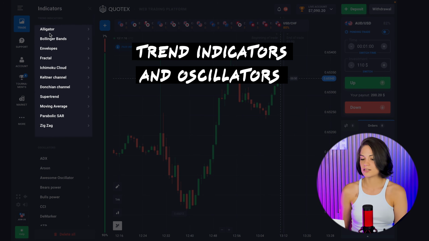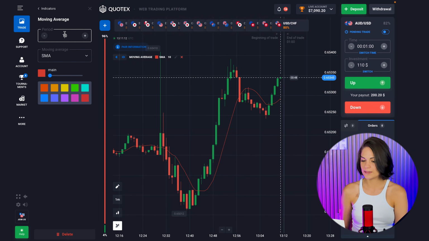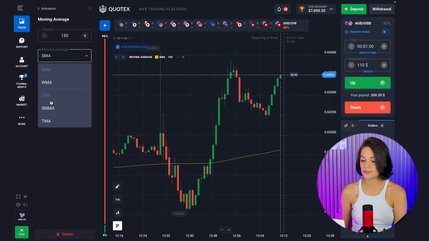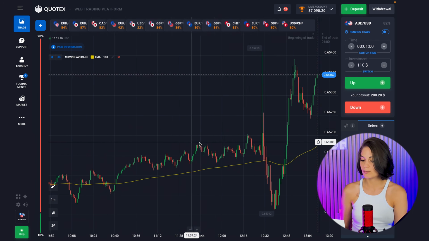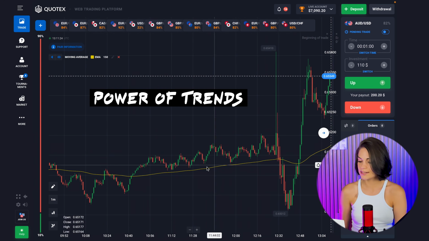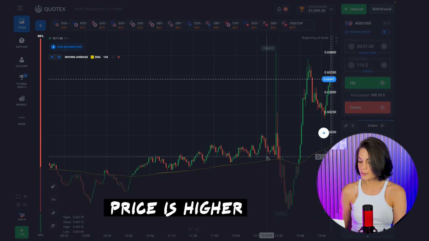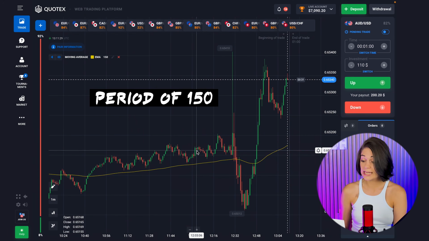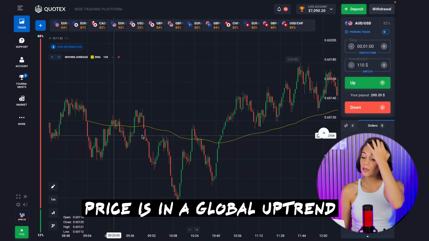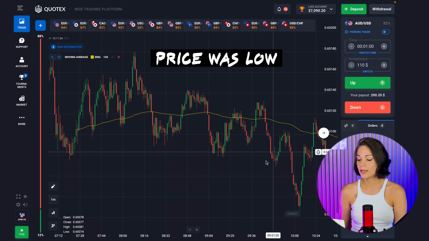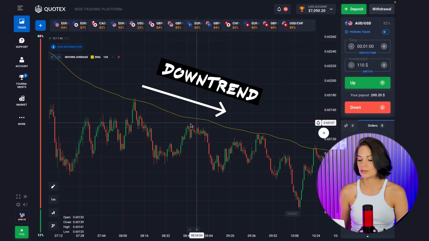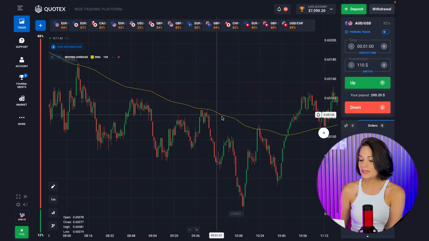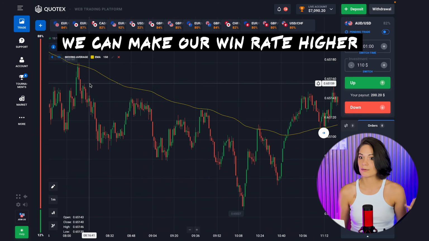From trend indicators, you know that I use the exponential moving average with the period of 150, and that indicator gives us the ability to measure the power of the trend. So for example, right now we see that the price is higher than the exponential moving average with the period of 150, and that means that the price is in a global uptrend. And when the price was lower, that meant that the price was in a global downtrend, and it's more profitable for us to enter deals for the downtrend. With the ability to analyze the trends with these indicators, we can make our win rate higher.